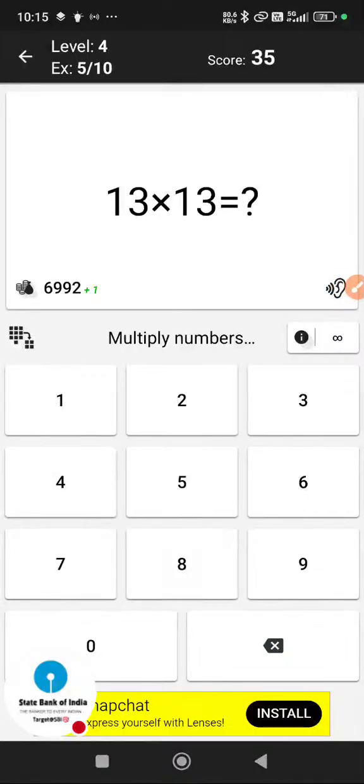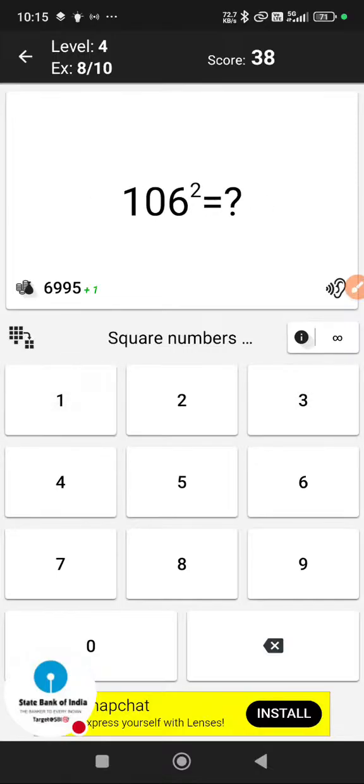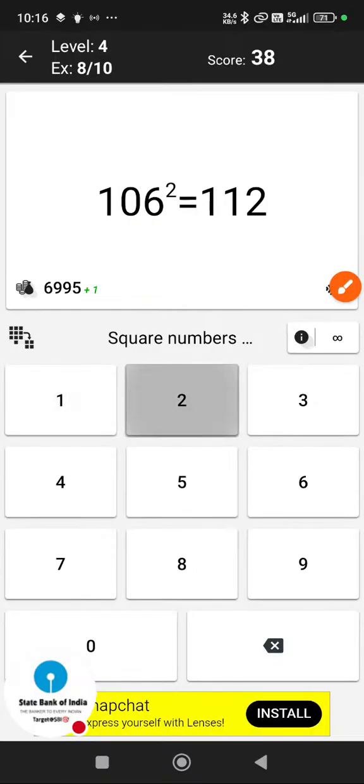13 times 196, 169, sorry. This will be 6 times. 0 0 cancel, and it will be 31 times. 106 square, it is 6 more than 100, so it will be 112 and 6 square, which will be 36. So answer will be 11236.